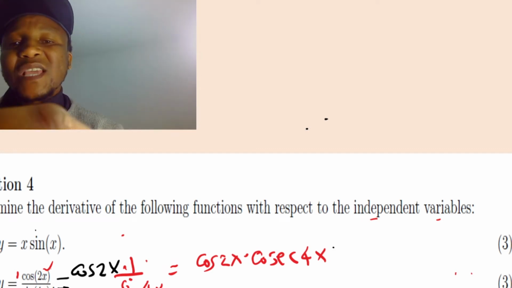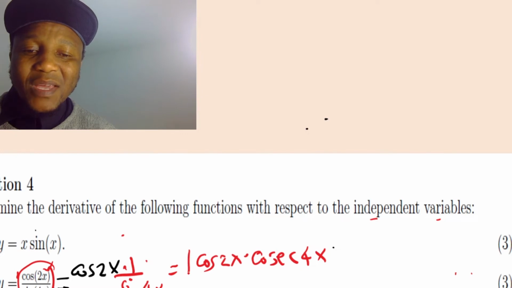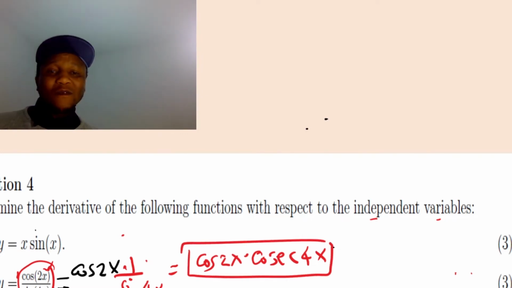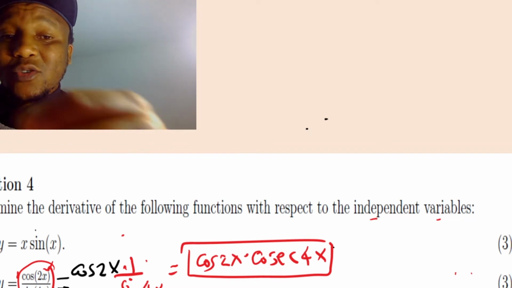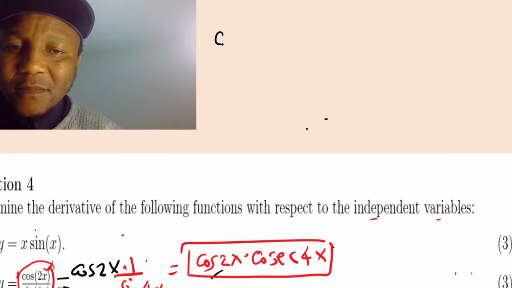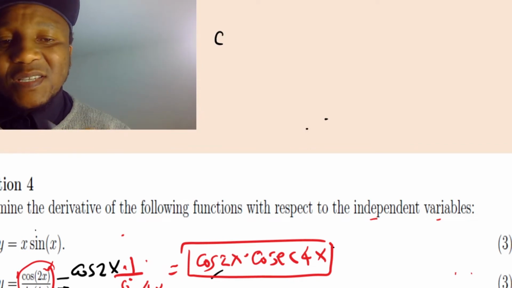Now you see I changed it from division to multiplication, but it means the same thing. Now let me apply the product rule to solve this. How are you going to do that? I'll show you now. The first one is going to be constant.